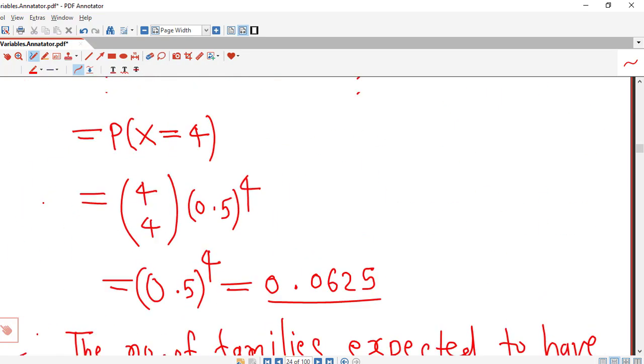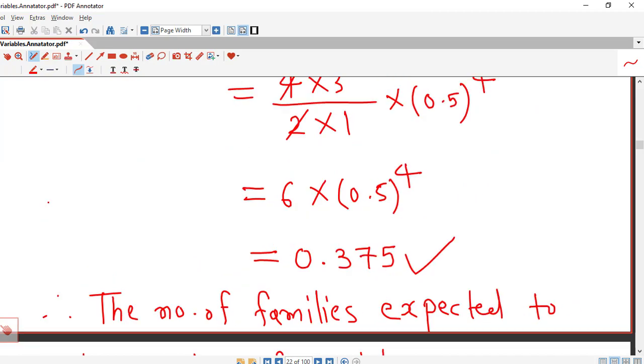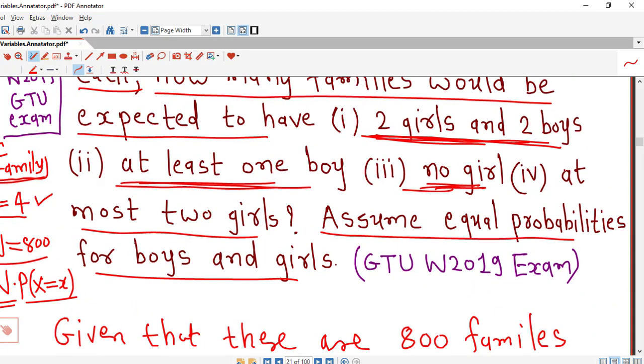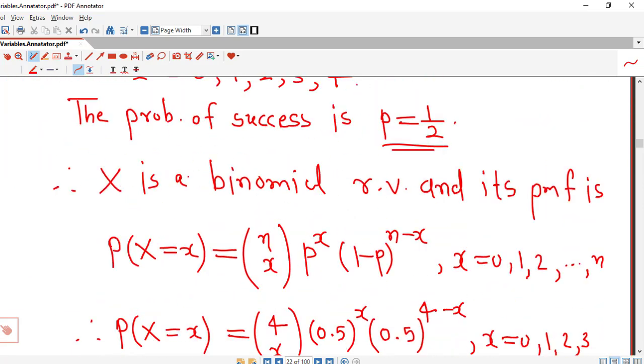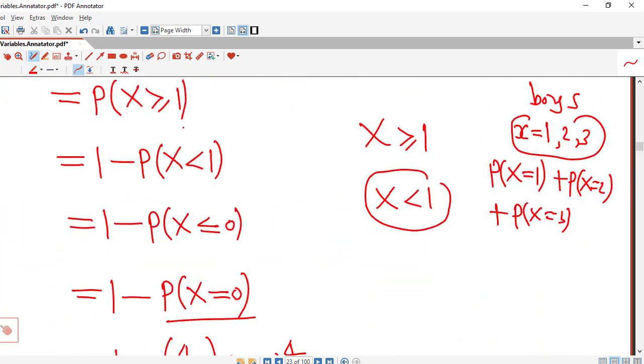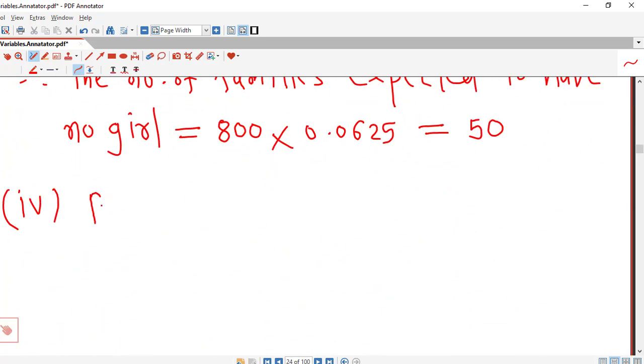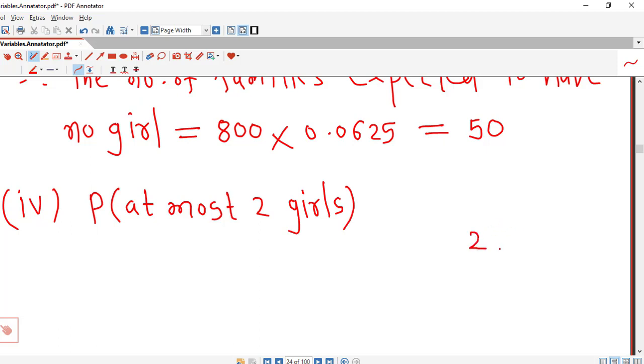In the last part we are asked to find the expected number of families having at most 2 girls. We have to find the probability of at most 2 girls, and then multiply it with 800 to find the expected number of families. So at most 2 girls means the number of girls can be 2, 1 or 0.